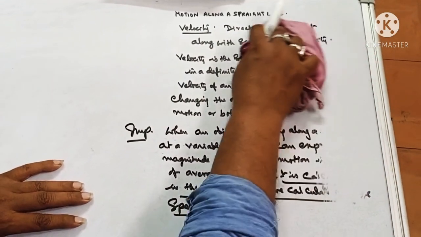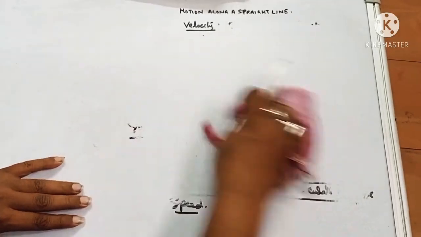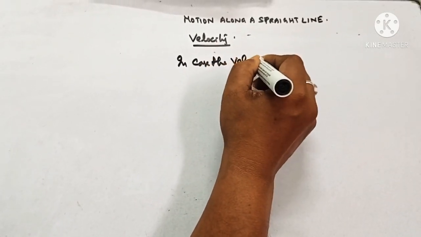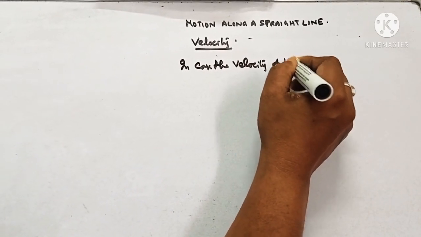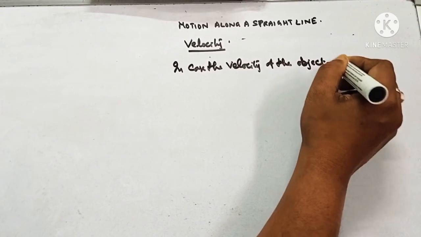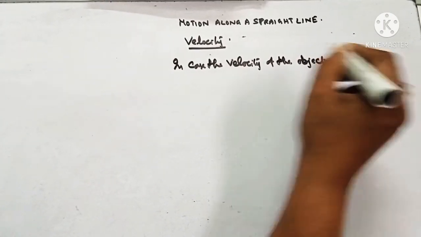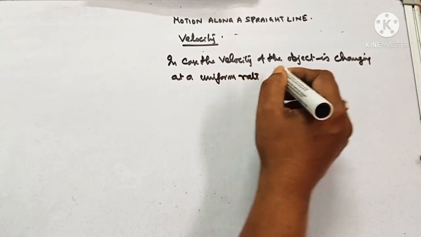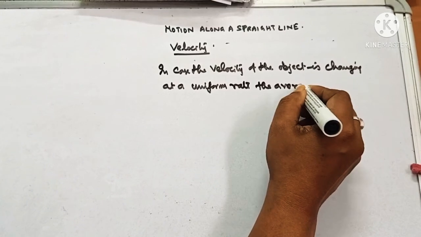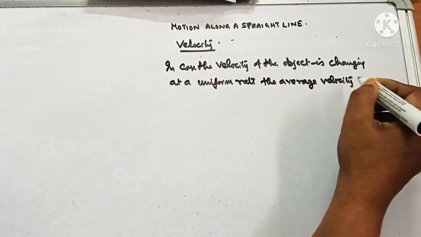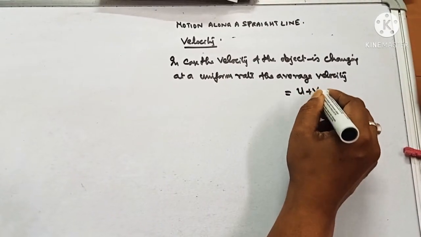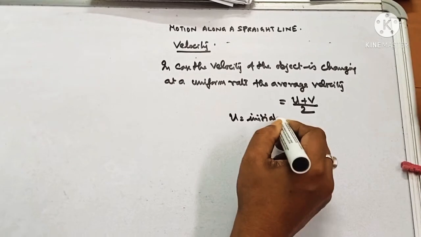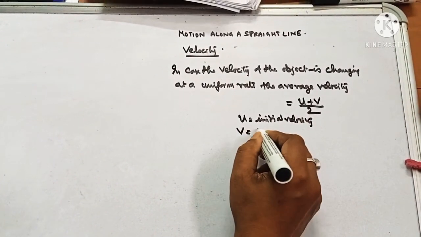But in case the velocity of the object is changing at a uniform rate, the average velocity is equal to initial velocity plus final velocity divided by 2. Here u is the initial velocity, and v is the final velocity.